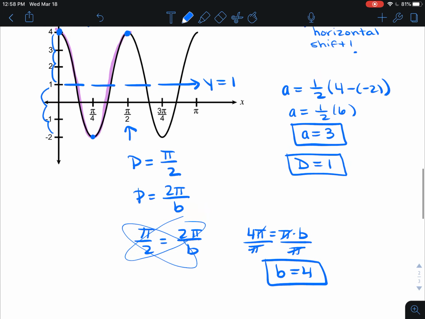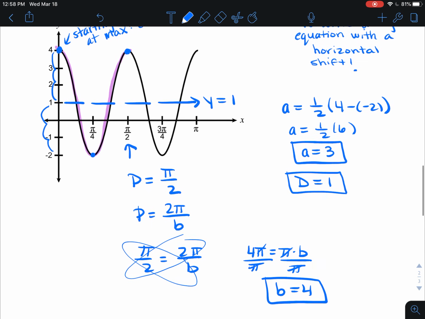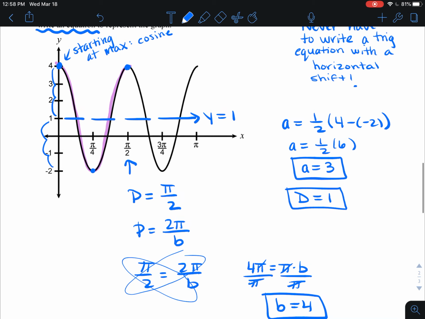All right, so I identified my A, my B, and the D value. This graph started at the max, so there's no reflection. So as far as the equation, this would be y is equal to, the amplitude was 3, cosine, the frequency is 4, and the midline shift is 1.